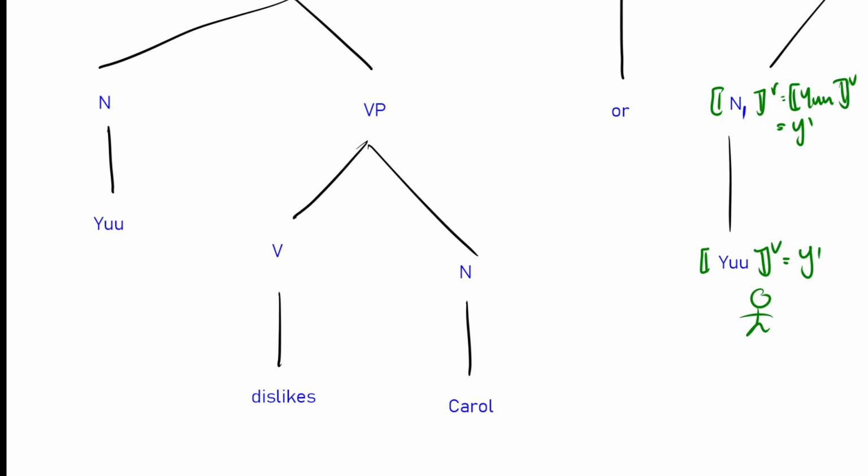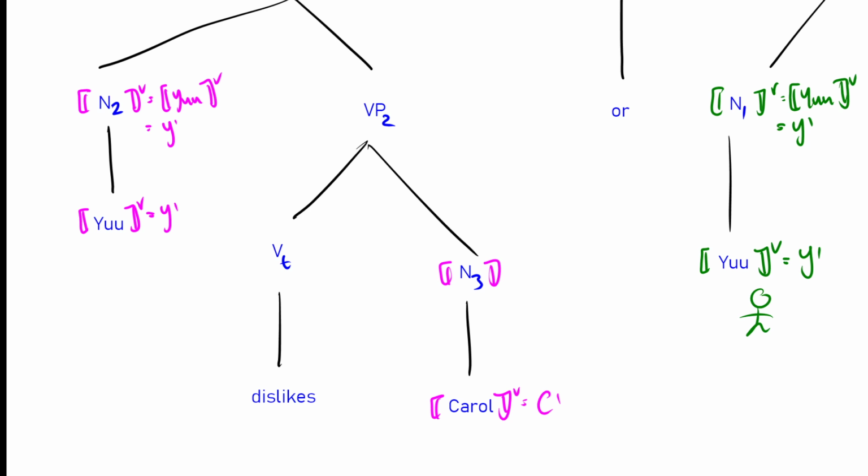Same sort of idea. I'm going to do U and Carol first just to get them out of the way. So the value of U is going to be Y prime as we said before. Let's call this N2 and N3. Let's call this VP2, and this verb is transitive. So the value of N2 is going to be the same as the value of U. We write our rule out and we write our value. Carol, what are we going to call Carol? Well, let's call her C prime. The value of the noun 3 is going to be the same thing as the value of Carol, since it has just one daughter, which is Carol, so the meaning passes up, so that's C prime.